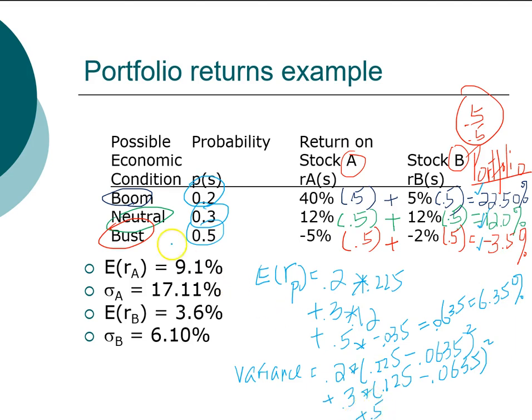And then in the last scenario, you will lose 3.5% when you were expecting 6.35%. So you can find the variance for the portfolio. And the variance of the portfolio is 0.011. And the standard deviation of the portfolio, obviously, is just the square root of the variance. So the standard deviation for the portfolio is 10.5%.